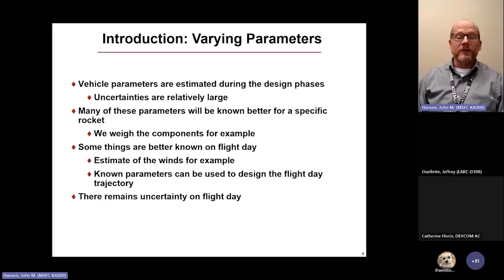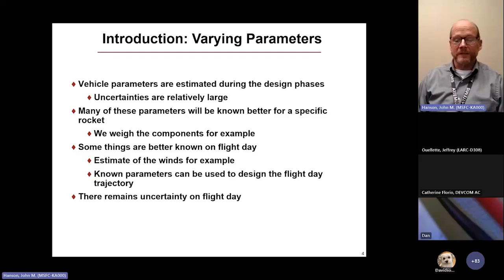And some things you know better on flight day. For instance, in launching a rocket, you will typically have an estimate of what the flight day winds are, and there's a couple others too that I'll talk about later, but you can use the known parameters to design the flight day trajectory that this rocket's going to take. And then there remains uncertainty on flight day. So there's different kinds of uncertainty here, and I'm going to talk about how we characterize the vehicle correctly in our simulation to model all that.